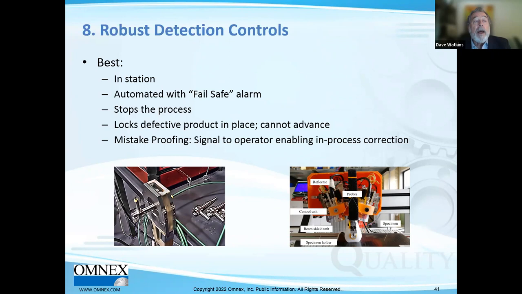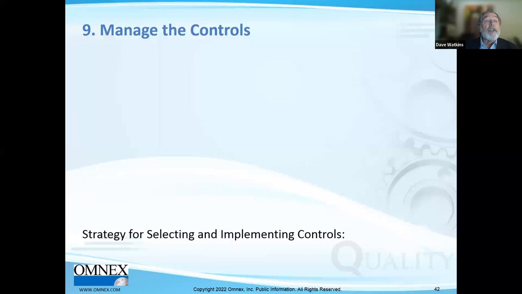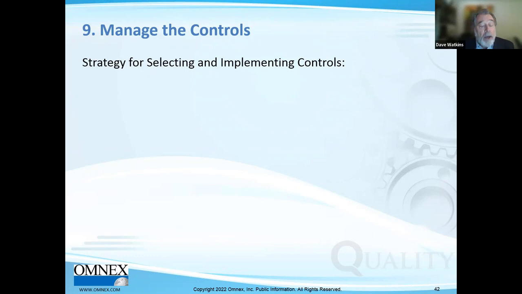And mistake proofing is a detection control that enables correction, meaning that it's an assembly operation or something, and when the error, the mistake, the defect is detected, there's an opportunity to fix it in station before it proceeds. All of those are robust, but only when we don't have a choice, when we can't prevent it. And that's a lot. There's no question that we have to have effective detection controls. But we'd like them to be the Maytag repairman and have nothing to do because our prevention controls are so effective.